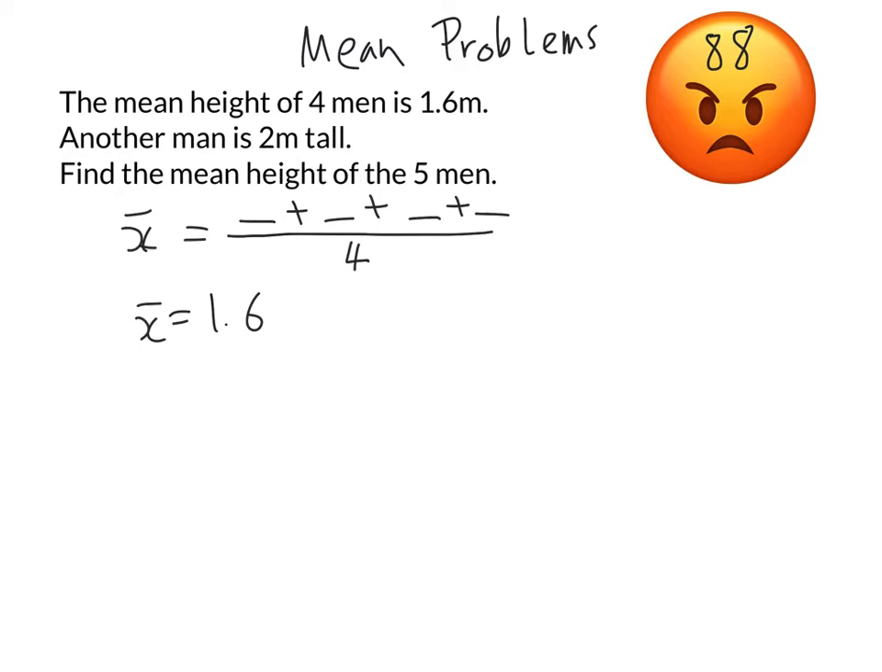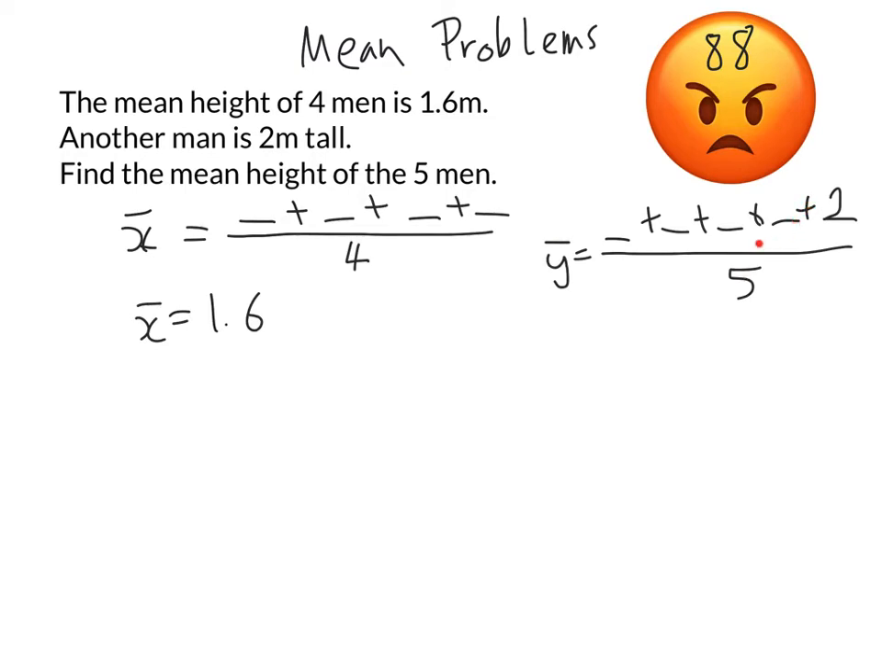Now, we need to find the mean height, not of the 4 men, well, that's given. We need to find the mean height of the 5 men. So what you do is you add them all up: the first person, the second person, third person, the fourth person, and that fifth person, we actually do know their height. It's 2 metres. And we divide it by 5. And that will get us the mean of the 5 people. We'll call that y bar, because it's a different mean from the first one. So if we add up the first 4 people and the 2 metre tall person and divide by 5, that will find us the mean.